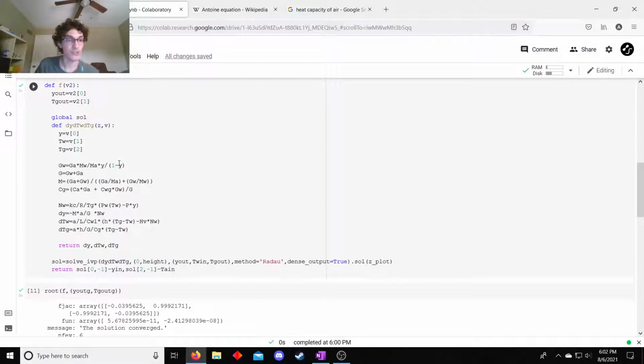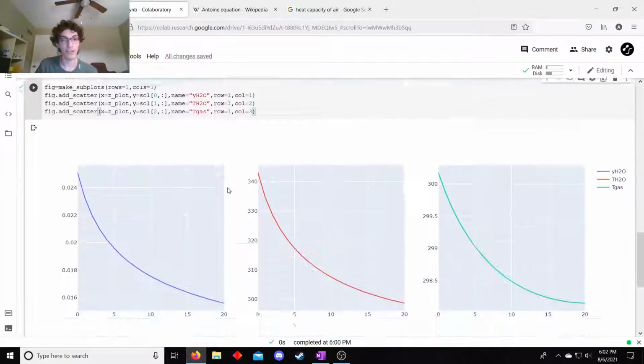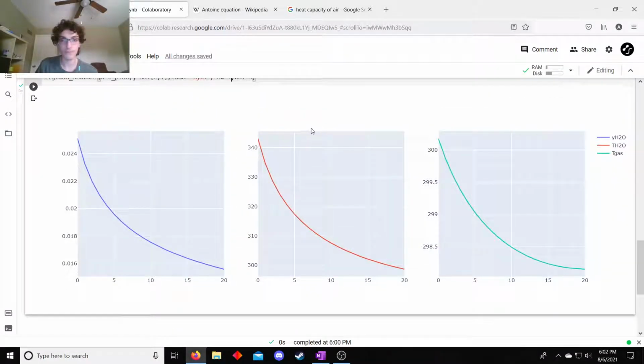We solved these differential equations, and then we used a root solver on Python to find what initial values give us the correct final values after solving the differential equations. And then from there, we just graphed our answer, and this is what we end up with.